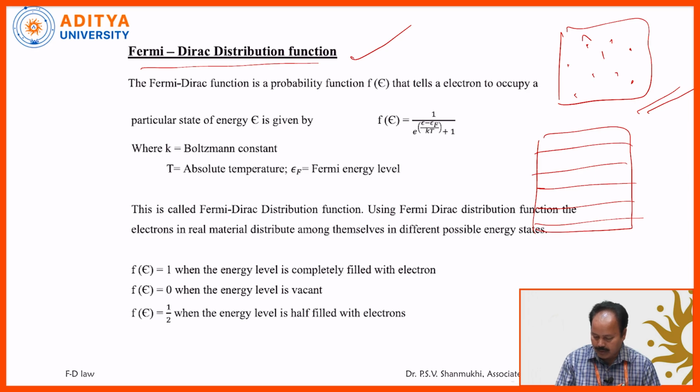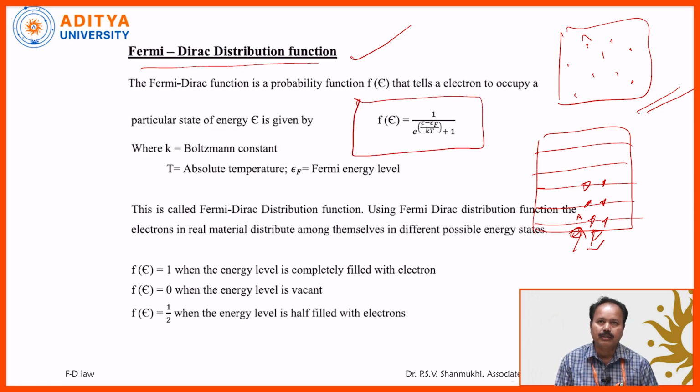Suppose, as per this FD law, these are different energy levels. Every energy level can be occupied by a maximum of 2 electrons. One is a clockwise spinning electron, the second one is an anti-clockwise spinning electron. Anyhow, this distribution is given by FD law. It is a mathematical expression given by f(E) = 1/(1 + e^((E - EF)/kT)). That mathematical expression is called FD law.